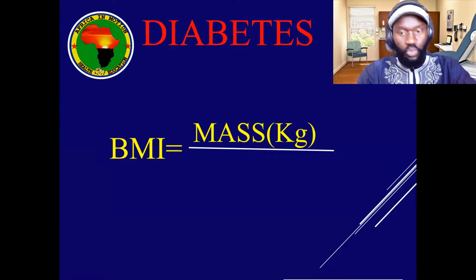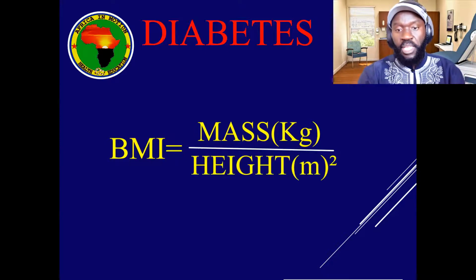You go on a scale, you weigh what is your weight, what is your mass in kilograms. Then you take your height. But your height, you have to square it in meters. You will take the mass you got in kilograms, then you divide by your height in meters squared.